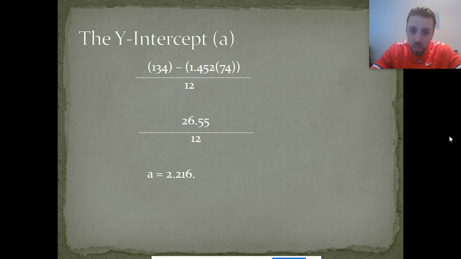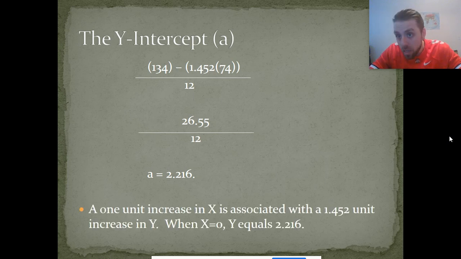What's my interpretation there? Let's include B here to make it complete. A 1 unit increase in X is associated with a 1.452 unit increase in Y, and when X equals 0, Y equals 2.216. That's correct. And that's beautiful.